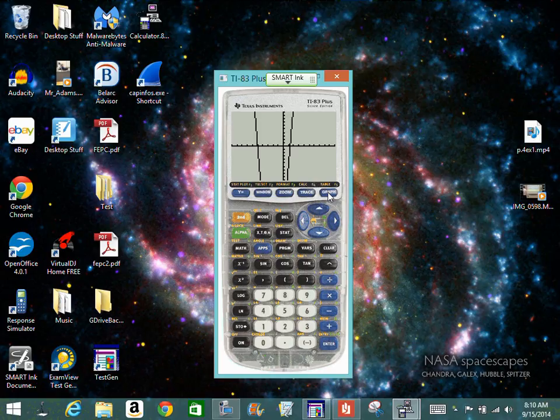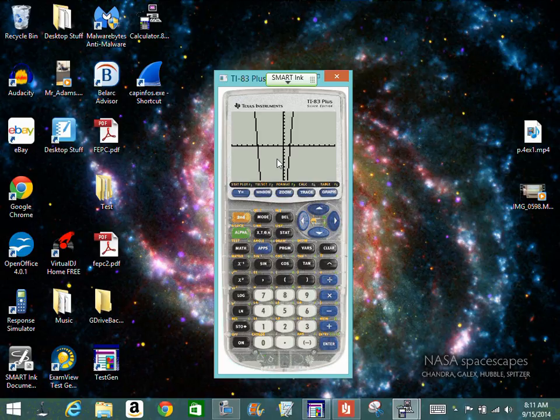Well, there it is. So this is the graph. I suppose we could zoom out a little bit because it is a parabola. I zoomed out a little too much, so let's just go to the standard fit. And I'm really just interested in where it crosses the x-axis here and the x-axis here.